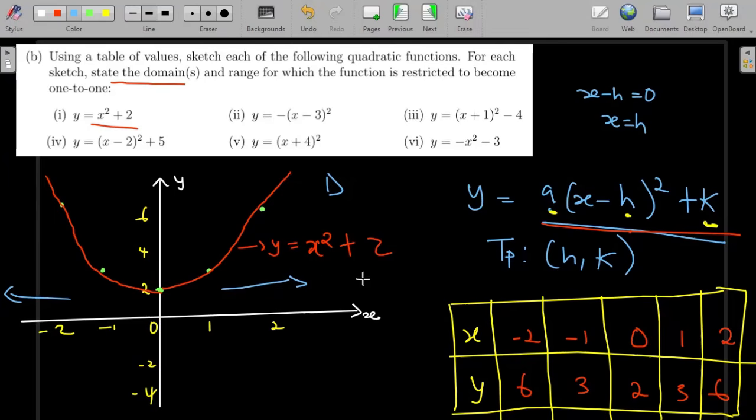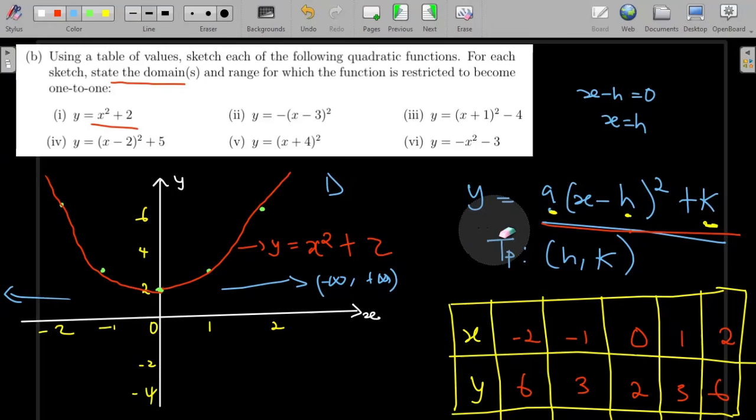It will go to positive infinity. So the domain, just the way it is here, is from negative infinity all the way to positive infinity. This is the domain. So now I want to restrict the domain such that this function becomes a one-to-one function.